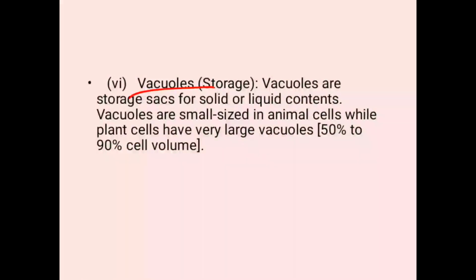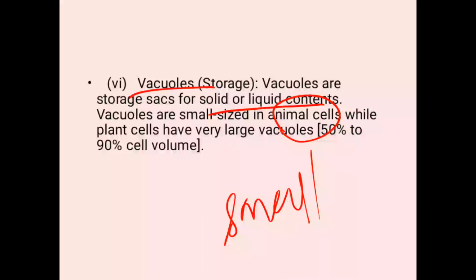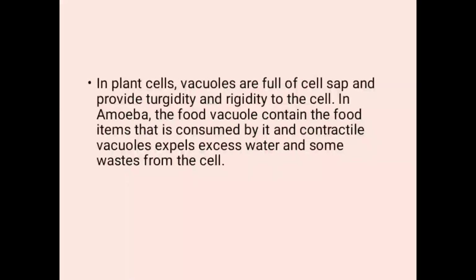Next one is the vacuoles. Mostly these vacuoles are bag-like or sac-like structures which have solid or liquid contents. Mostly in animal cells these vacuoles are small in size, but in plant cells they are large. Around 50 to 90% of the cell volume is covered by the vacuole only. In plant cells, these vacuoles are full of cell sap, cell liquid, and it gives turgidity, rigidity, strength and pressure to the cell.